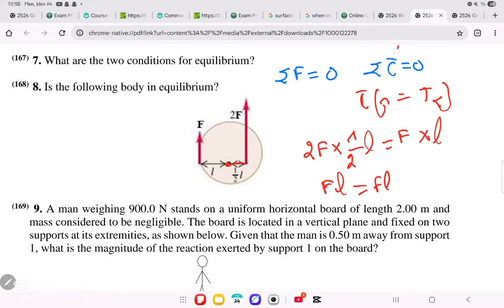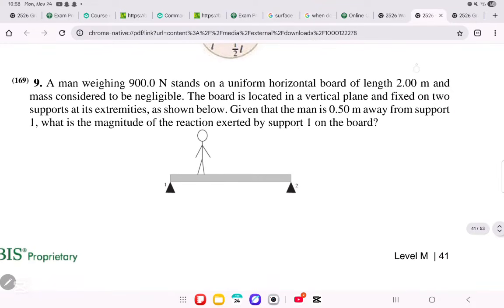It is, yes, in rotational equilibrium, but in order for it to be in equilibrium entirely, it should also have translational equilibrium. That means everything up equals everything down. In this scenario, we don't have any forces down. That means it does not have translational equilibrium, but it does have rotational equilibrium, okay? So the body will not rotate, it will just move upwards. We'll move on to question number 9.